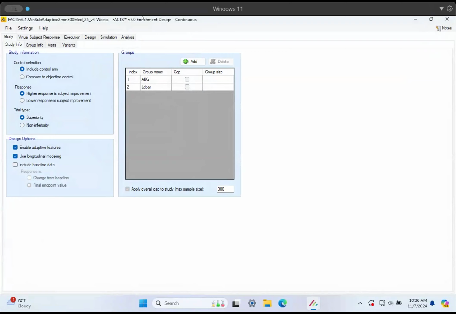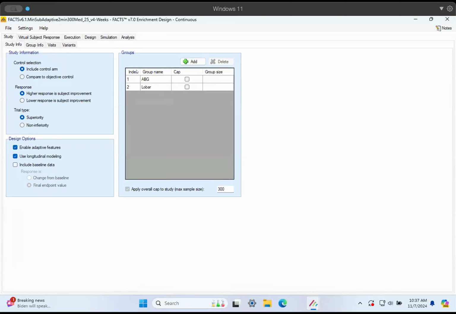Okay, so we are in the enrichment engine. This is the continuous enrichment design. And we're going to start putting in our design. So in the study info tab, the design does include a control arm. We're on the utility weighted scale here, so higher utility weights are better. So we've got that response box checked. Utility weight of 1 is the best outcome, 0 is the worst. In general, we're running a superiority trial. We want to know if MIPS is superior to medical management alone. We have an adaptive trial, and we are going to use longitudinal modeling for that relationship between 90 and 180-day outcomes.